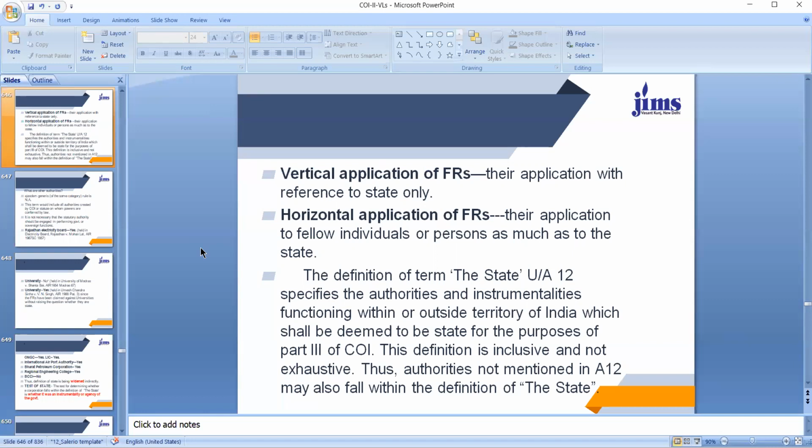So dear students, we were understanding the definition of the term state under Article 12. And it specifies the authorities and instrumentalities functioning within or outside the territory of India, which shall be deemed to be state for the purposes of Part 3 of the Constitution of India. This definition of state in Article 12 is inclusive and not exhaustive. Thus, authorities not mentioned in Article 12 may also fall within the definition of the state, even if they are not mentioned in this definition.